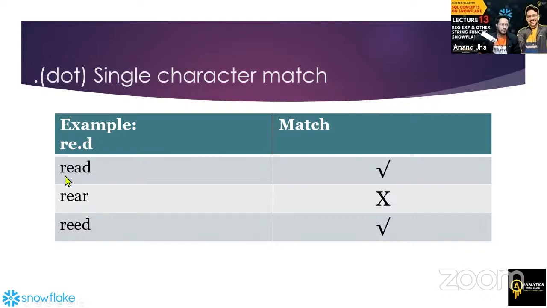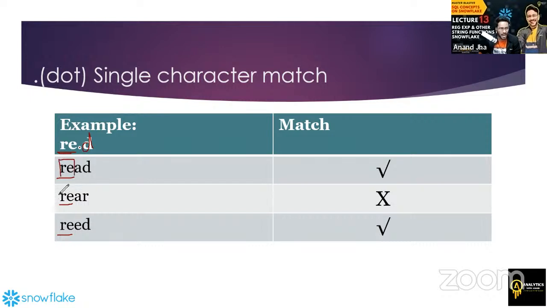I want to list the names. Ari is there. Dot T, single character match. After that, D should be there, not the immediate one, a single character. After the dot, D has to be there. D can be immediately after that, or it can also be at the end.